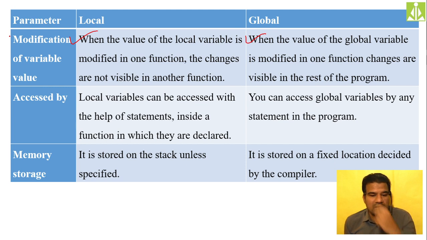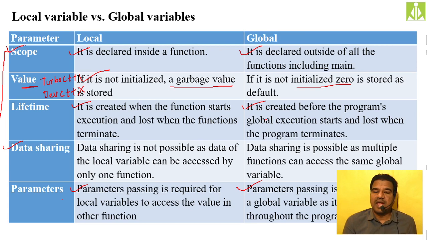Then the final one, memory storage. It is stored on the stack unless specified. Very soon we'll discuss what is stack memory and what is heap memory. Your local variables will be stored on stack memory, and for global variables, the compiler is going to have some fixed memory locations in order to store them. Just remember all these. Here we have 8 parameters, so you need to understand the differences between local and global variables.